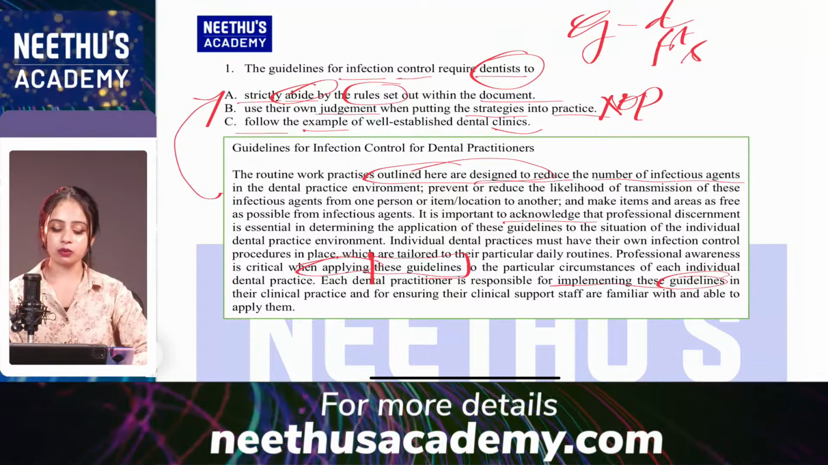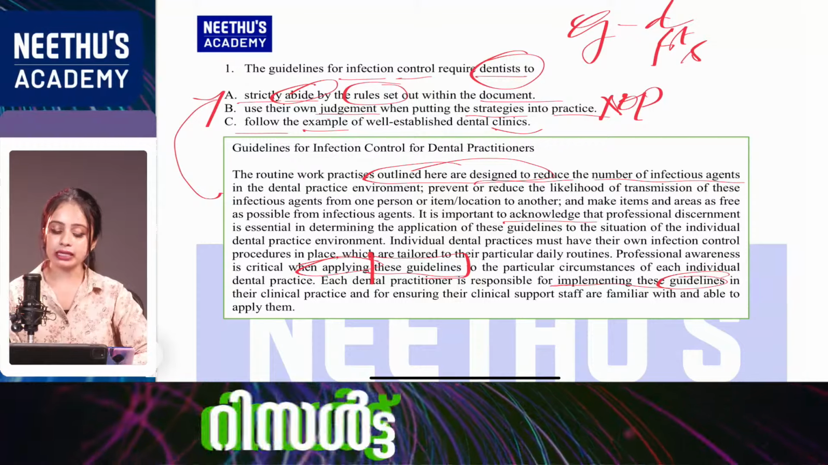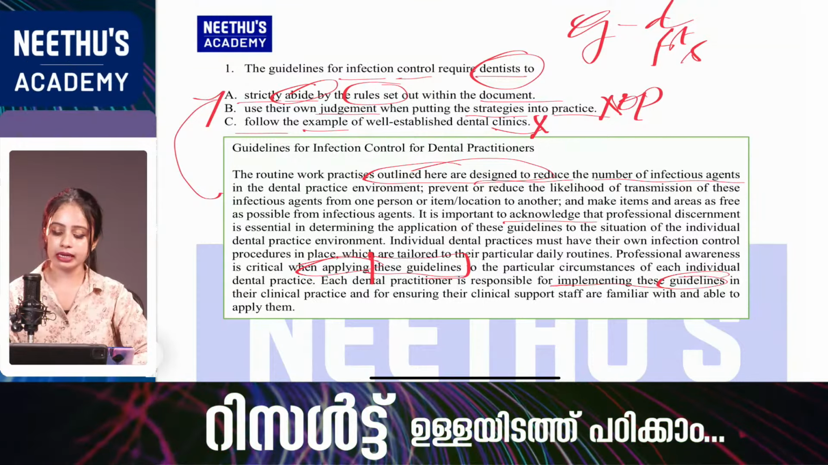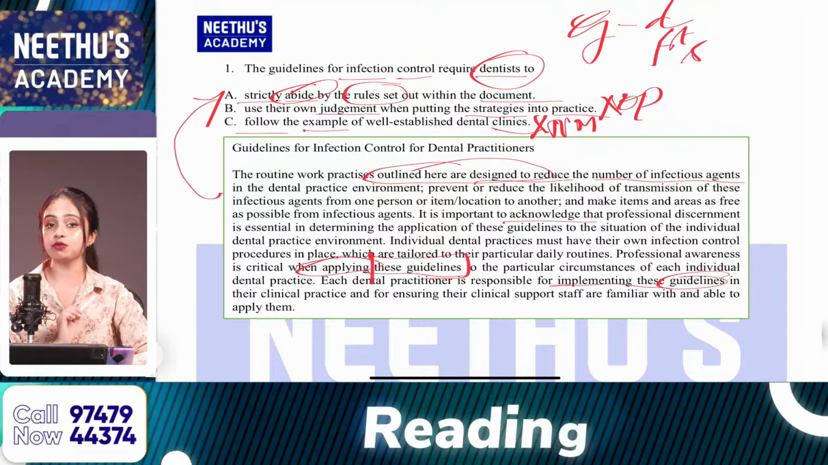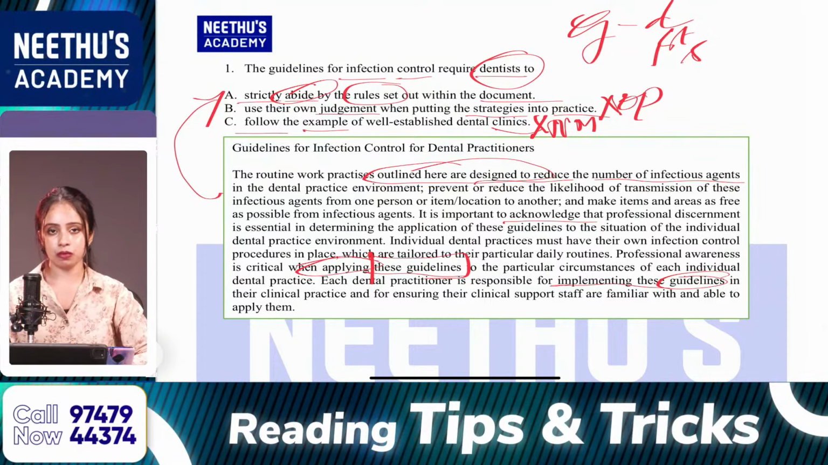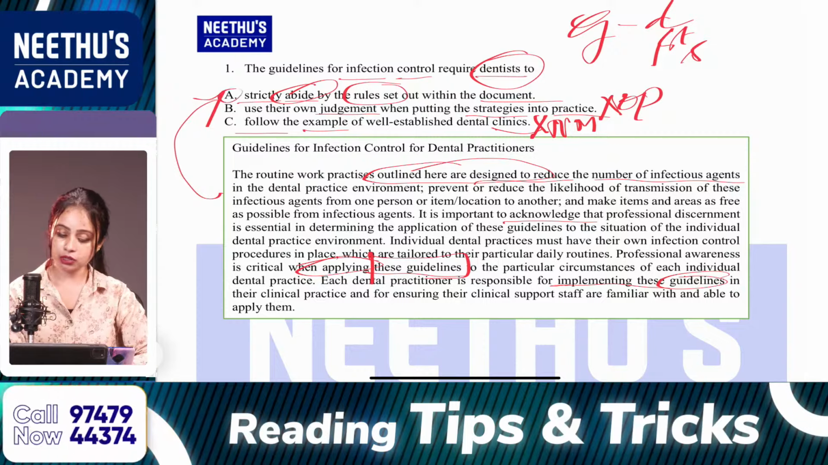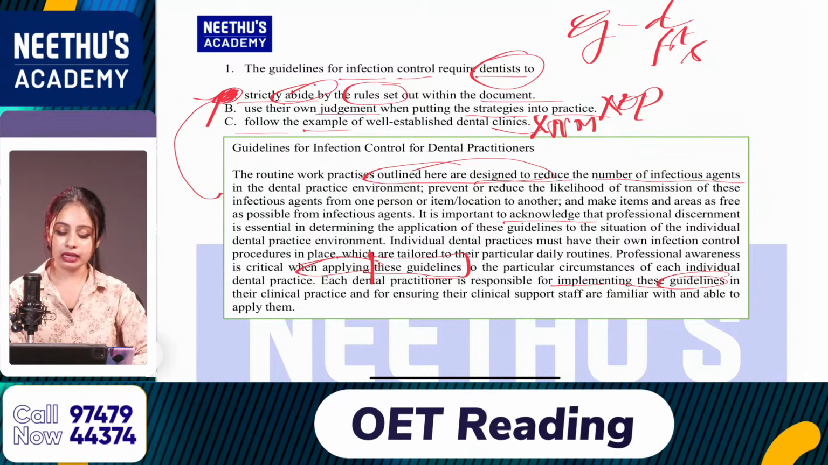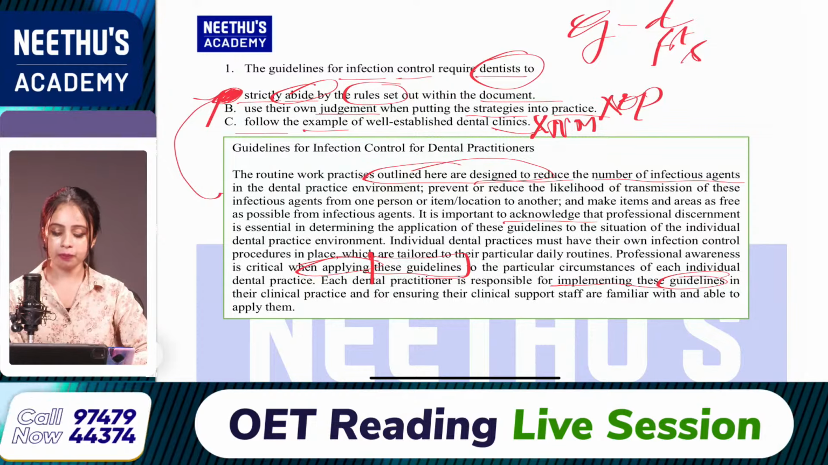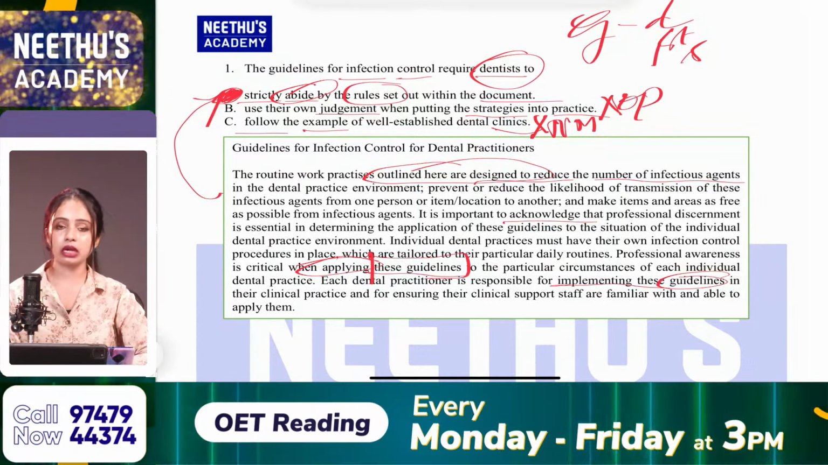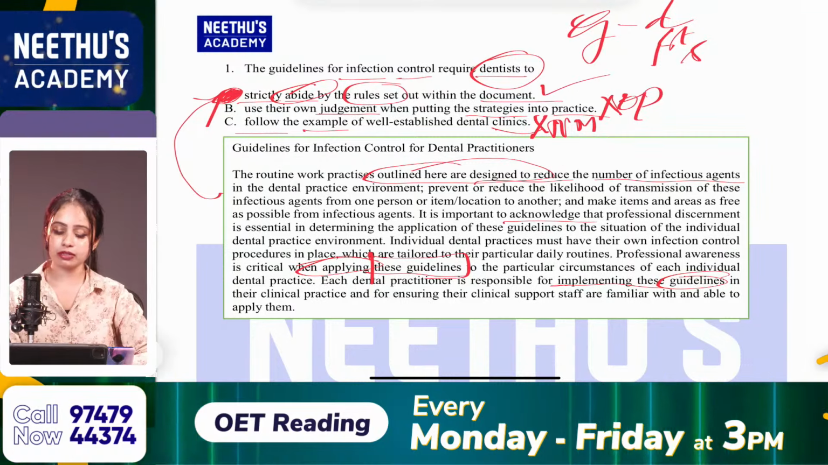And what about option C? Follow the example of well-established dental clinics. I am eliminating it very easily because it is not mentioned anywhere in the paragraph. They don't have to follow the example. So whether you like it or not, my answer is option A, strictly abide. Those are guidelines, we have to follow them, right? The rules set out within the document, and that is the correct answer.